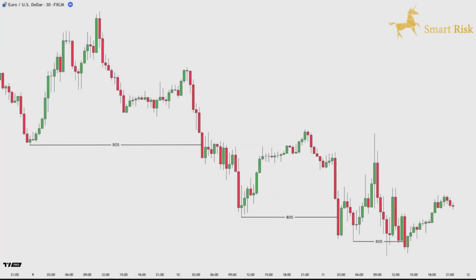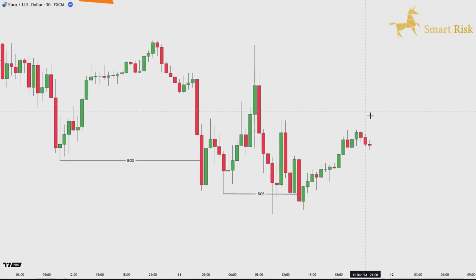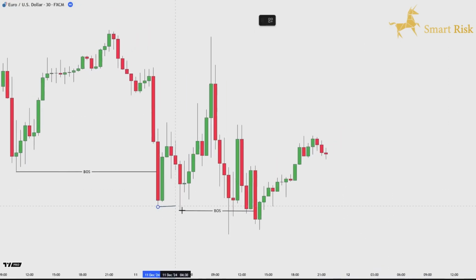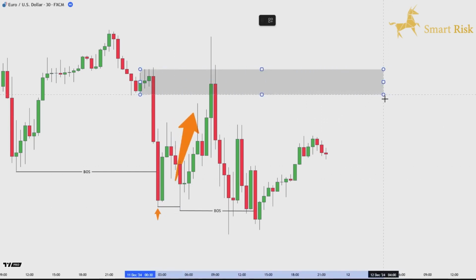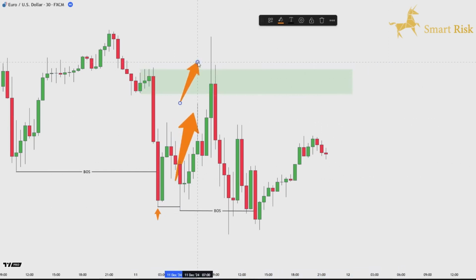Here, we have a Euro-Dollar 30-minute chart displayed on the screen. As you can see, the market's overall profile is bearish, since the price has created multiple bearish breaks of structure to the downside. Take a closer look at the chart. You'll notice that price, after sweeping the sell-side liquidity below this swing low, quickly moved upward with strong momentum toward this supply area. It then pushed through the supply zone, grabbing buy-side liquidity above it, before completing the manipulation phase.